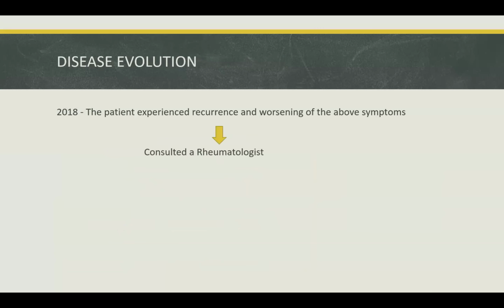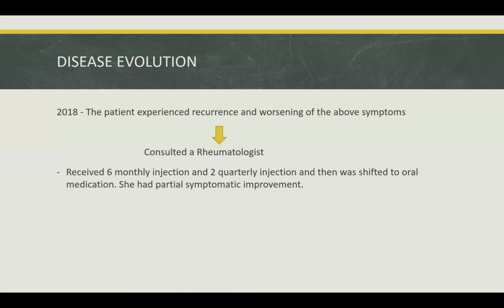She consulted a rheumatologist, and she had received 6 monthly injections and 2 quarterly injections and then was shifted to oral medication. She had partial symptomatic improvement. In 2020, the patient was lost to follow-up and had stopped all medications on her own.